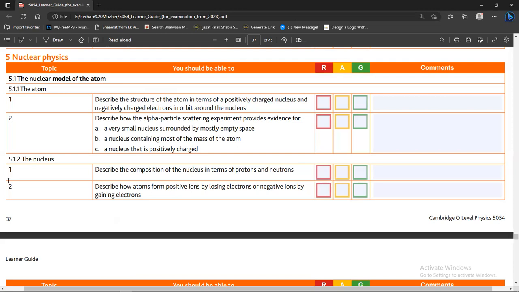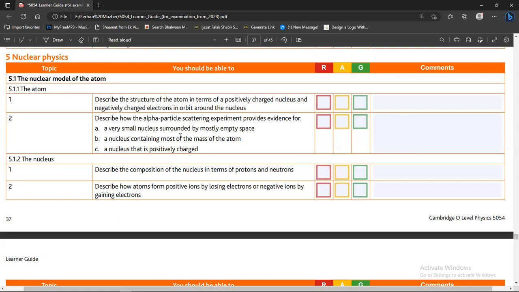So we are working on topic number 5, which is nuclear physics. And the first topic is the nuclear model of an atom. You should be able to describe the structure of the atom in terms of a positively charged nucleus and negatively charged electrons in orbit around the nucleus.